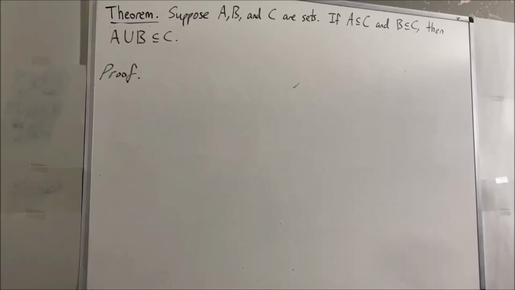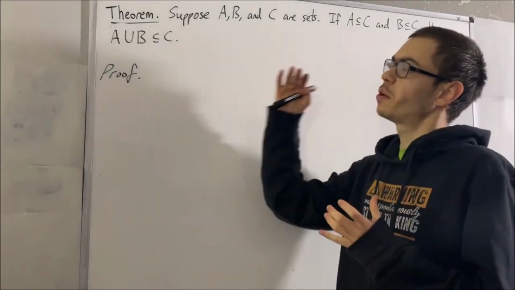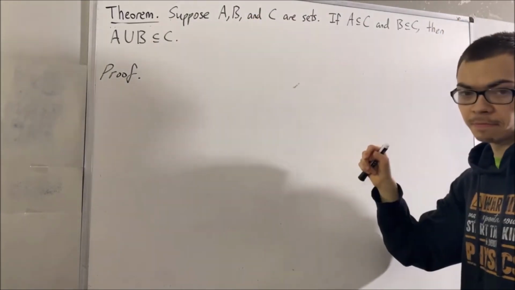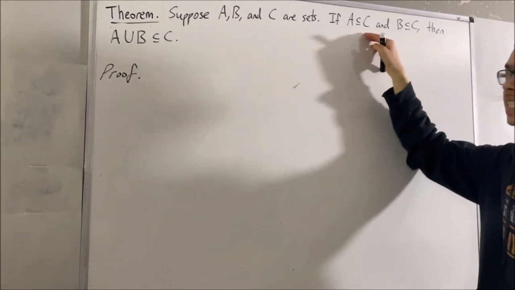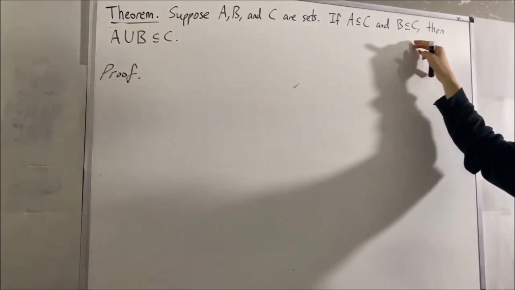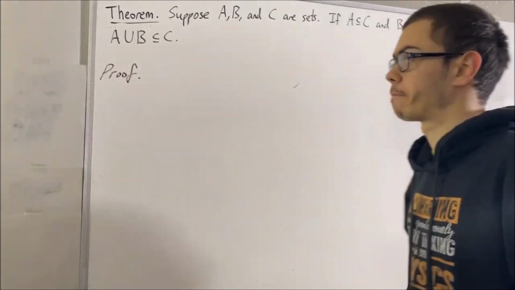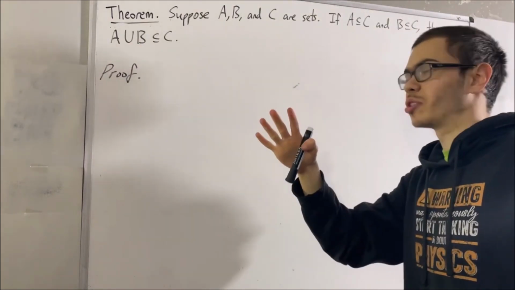Hello! In this video, we are going to prove the following theorem. Suppose A, B, and C are sets. If A is a subset of C and B is a subset of C, then A union B is a subset of C. Okay, so let's start out the proof.